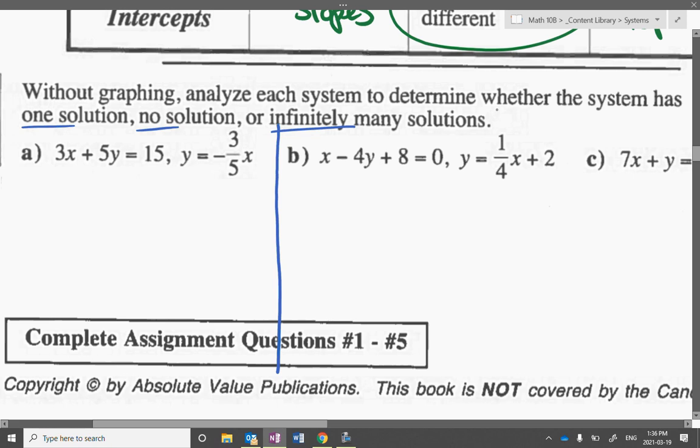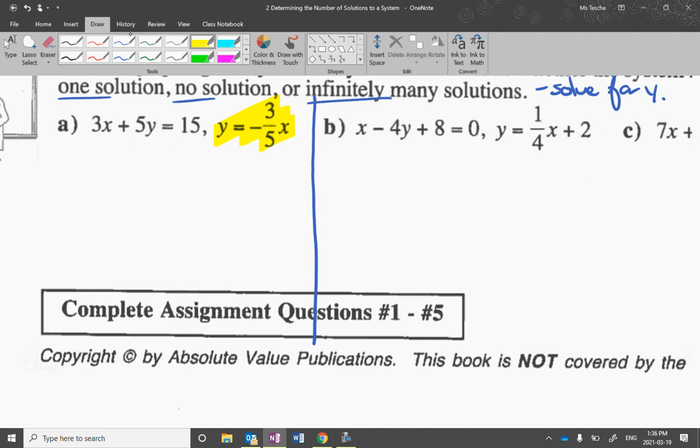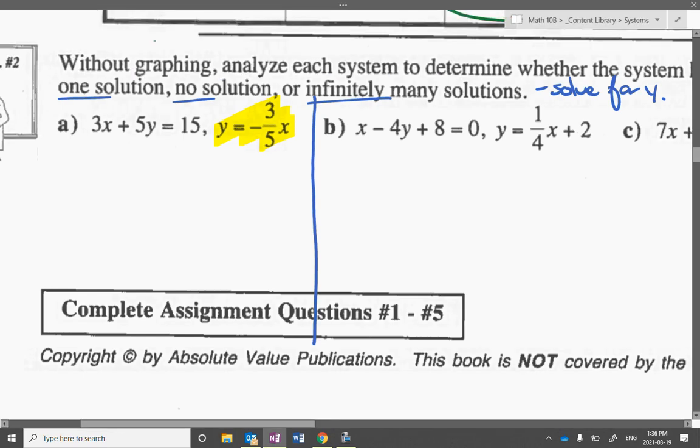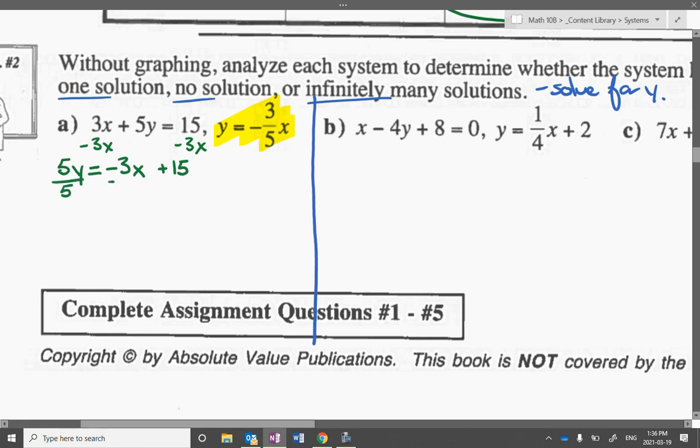So without graphing, analyze and determine whether the solution is 1, none, or infinitely many. To do that, you have to solve for y. So in the first example, the second equation, they've solved for y for us already. We need to solve for y in the first equation. So I'm going to subtract 3x from both sides, which gives me 5y equals negative 3x plus 15. What's my next step to isolate and solve for y? Divide by 5. And again, we're dividing everything by 5.